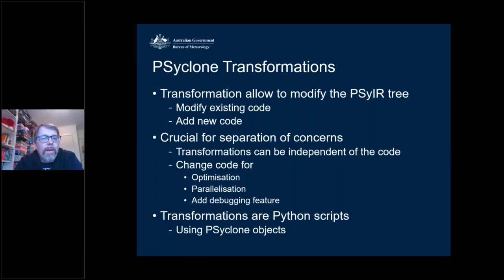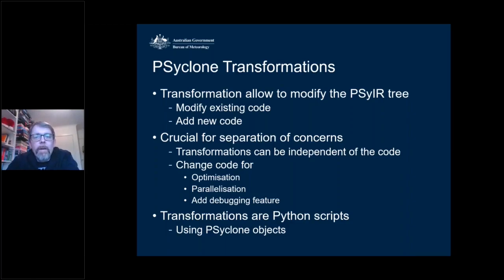Okay, they modify existing code, and they also allow you to add new code. Now, the transformations are crucial for the separation of concerns. I'm a computational scientist, even though I have worked for the Bureau of Meteorology for quite a few years. I'm not a meteorologist or any domain expert. Still, transformations are what allow me to optimize a code, while the domain scientists, the subject matter experts, work on the science.